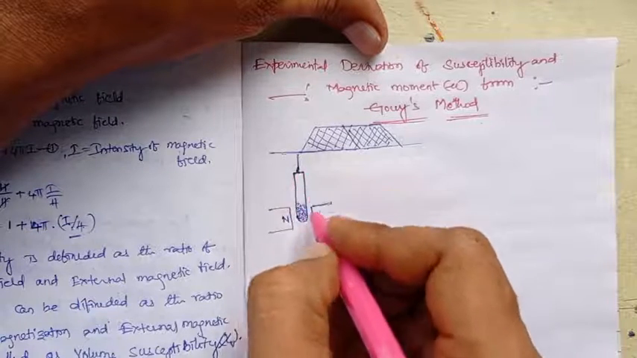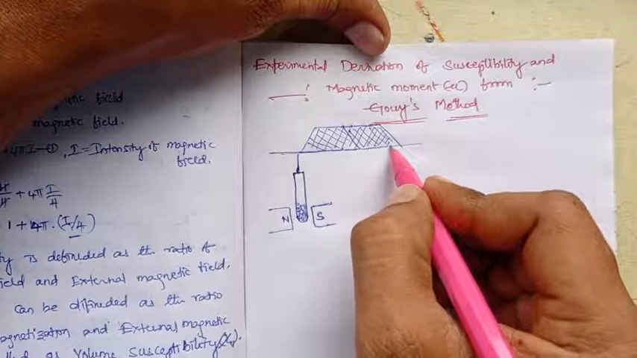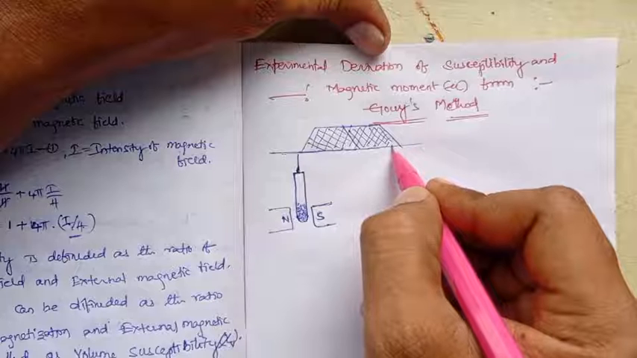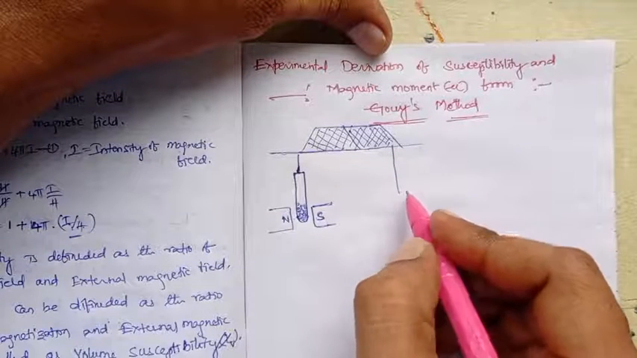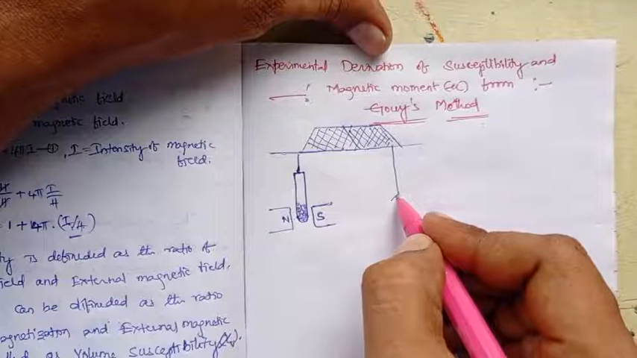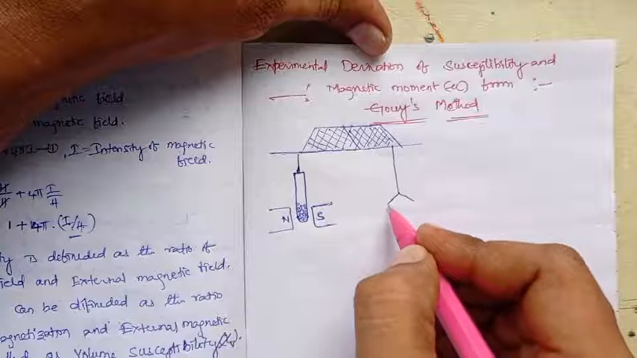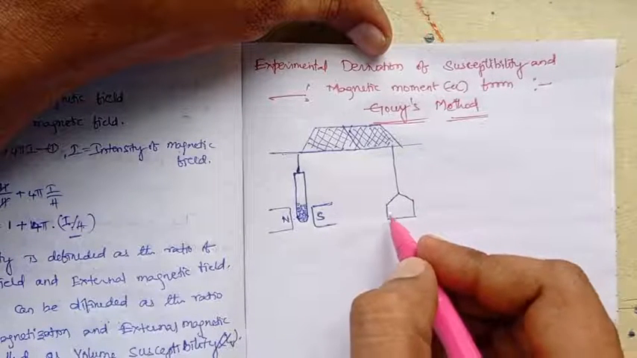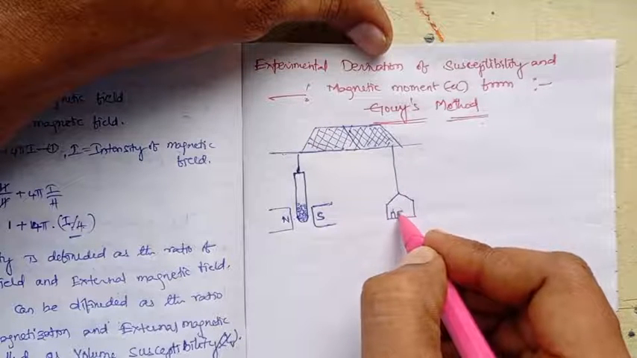The sample glass tube hangs on one side of the balance. The other side of the balance has a pan to add the weights. It has a pan to add weights or subtract weights.